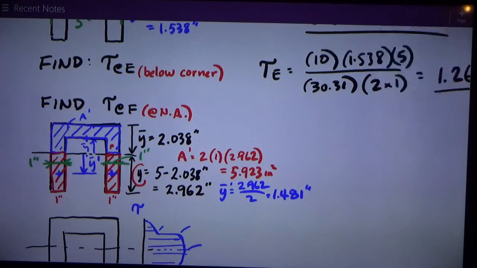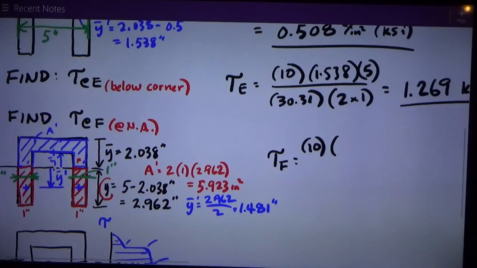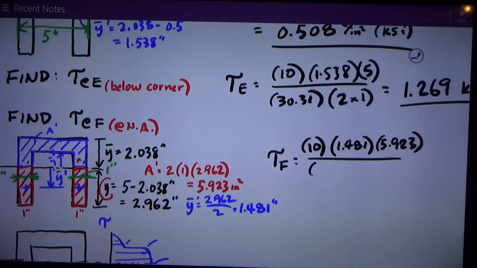Therefore, tau at the neutral axis, tau at F, is equal to V, 10, times Q, which is y bar prime, 1.481, times A prime, 5.923, divided by the same I, 30.31, and T is 2 times 1. Therefore, I get that is equal to 1.447 KSI.